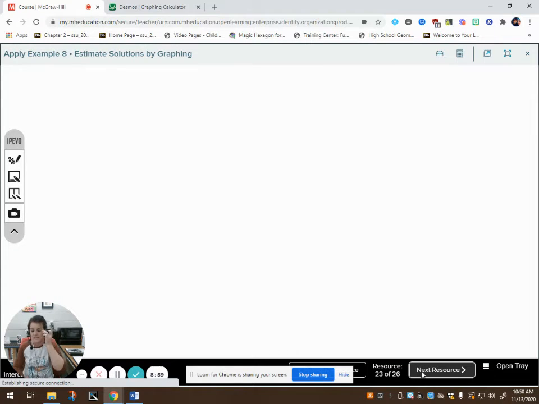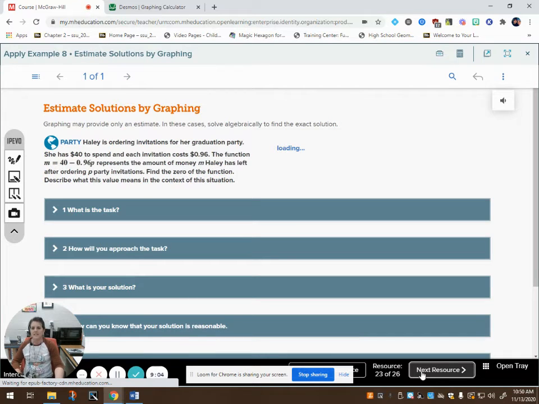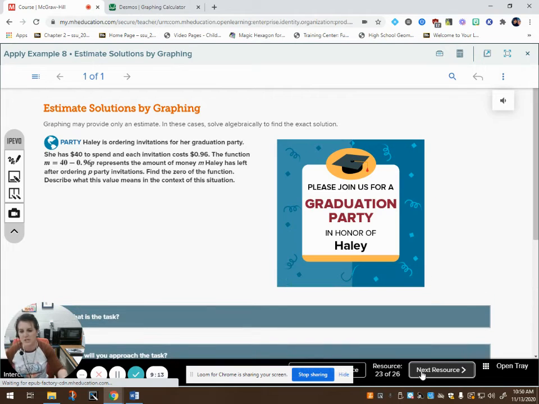All right, and the last example that I want to go over with you is a real-world example. It says, Haley is ordering invitations for her graduation party. She only has $40 to spend. Obviously, if she only has $40 to spend, she can't spend more than that amount of money. And each invitation costs 96 cents. So she came up with the function m equals 40 minus 0.96 times p to represent the amount of money m that she has left after ordering p party invitations.